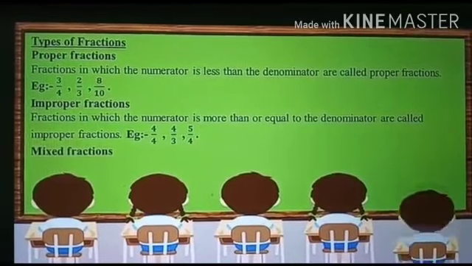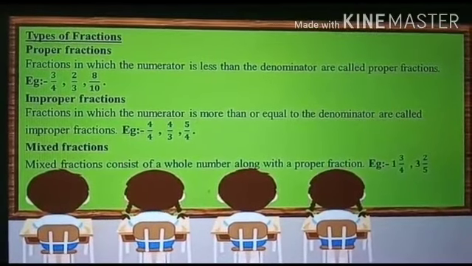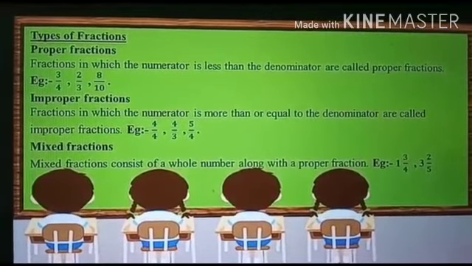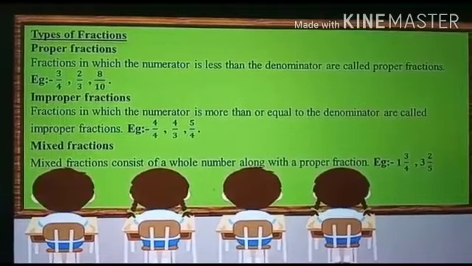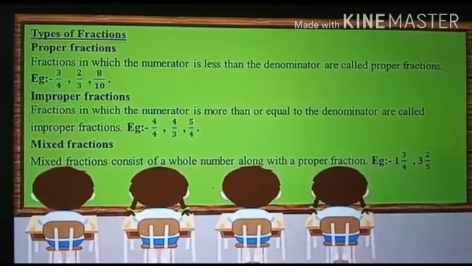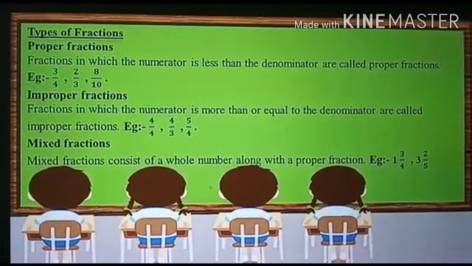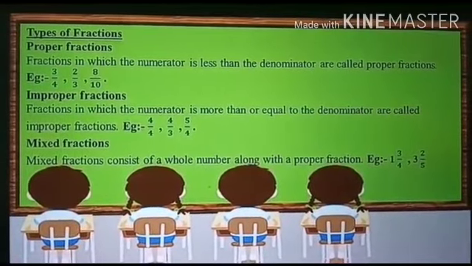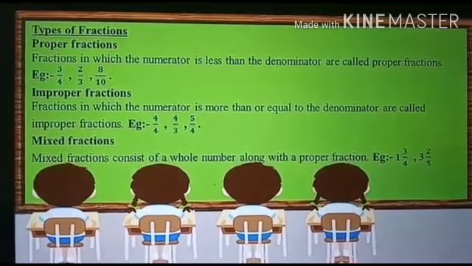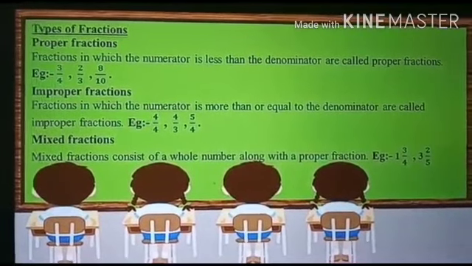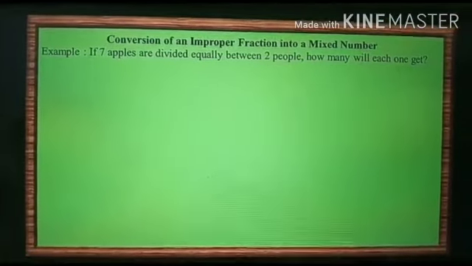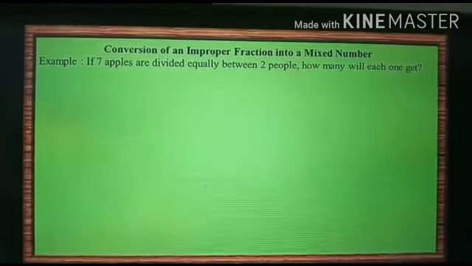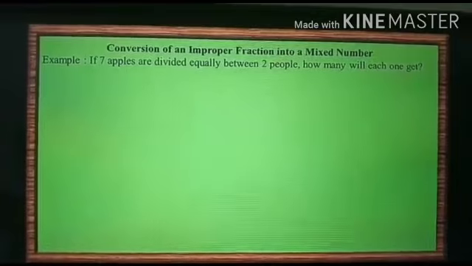Mixed fractions consist of a whole number along with a proper fraction, such as 1 into 3 upon 4, 3 into 2 upon 5. These are examples of mixed fractions. There are three types of fractions. Now first topic, conversion of an improper fraction into a mixed number.